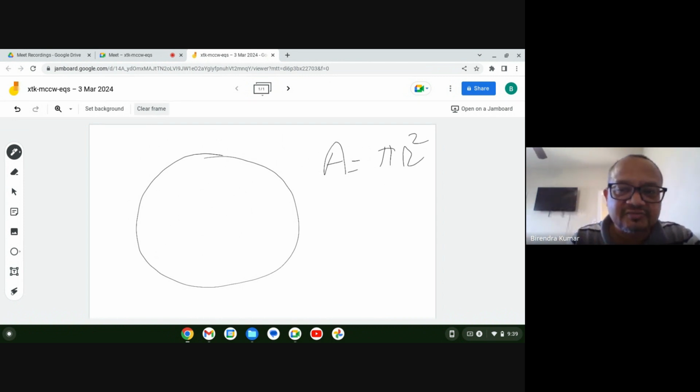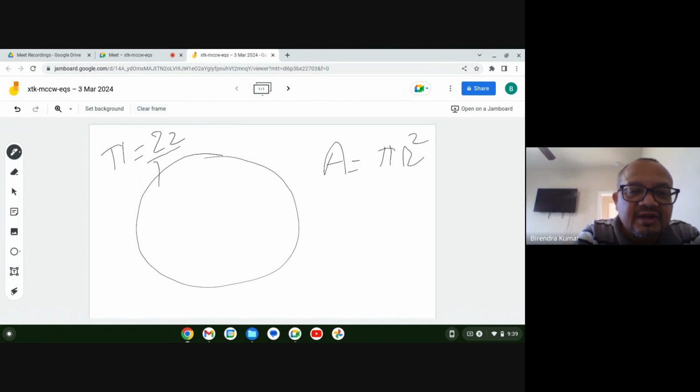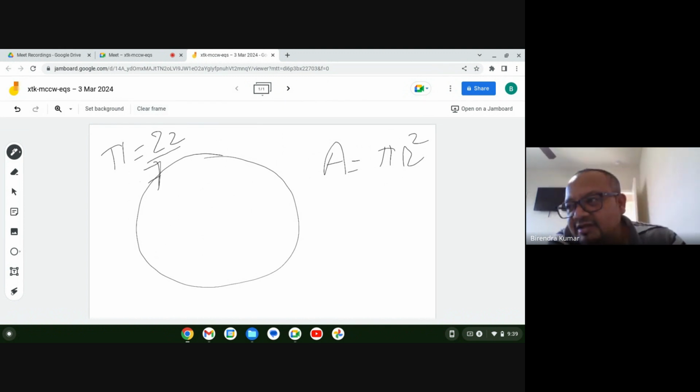Pi r square. Pi is a constant that was derived by ancient mathematicians. The value of pi is 22 by 7. The apple pie, the banana pie, the peach pie that you eat, there's a mathematical pi whose value is 22 by 7.